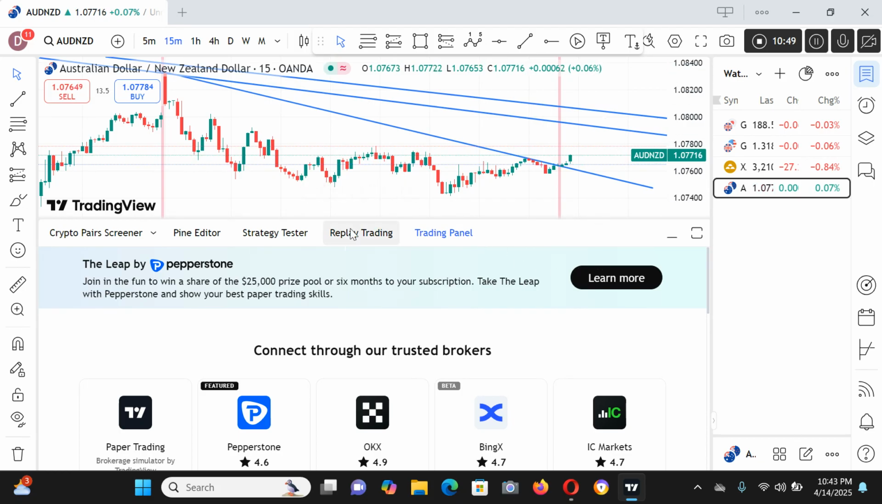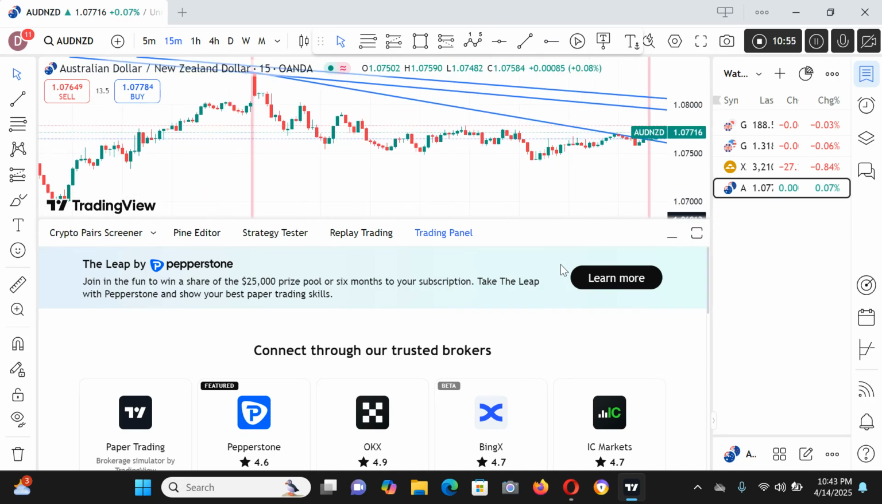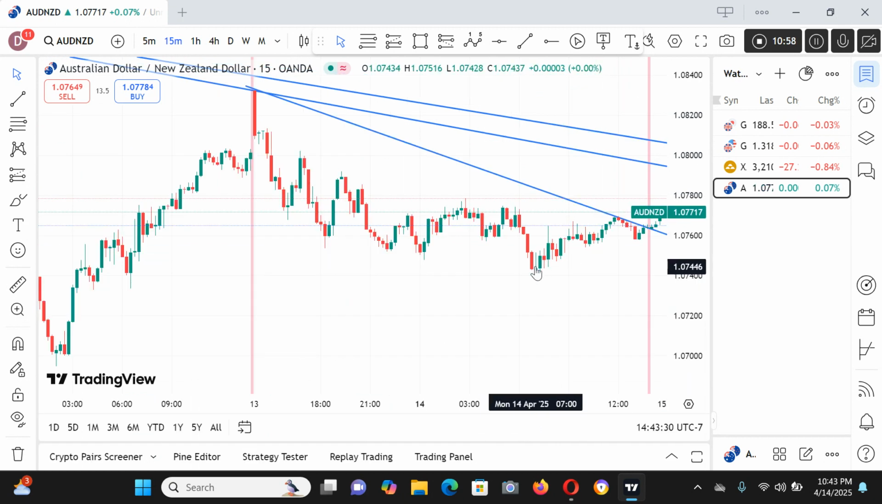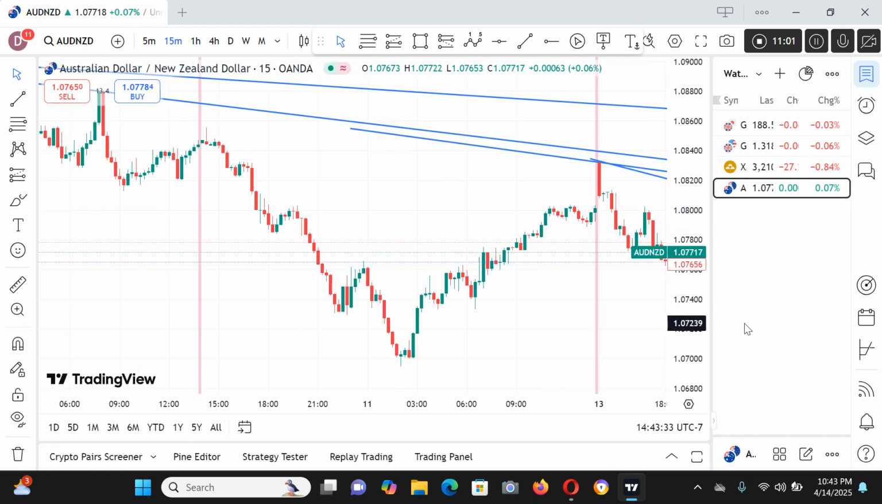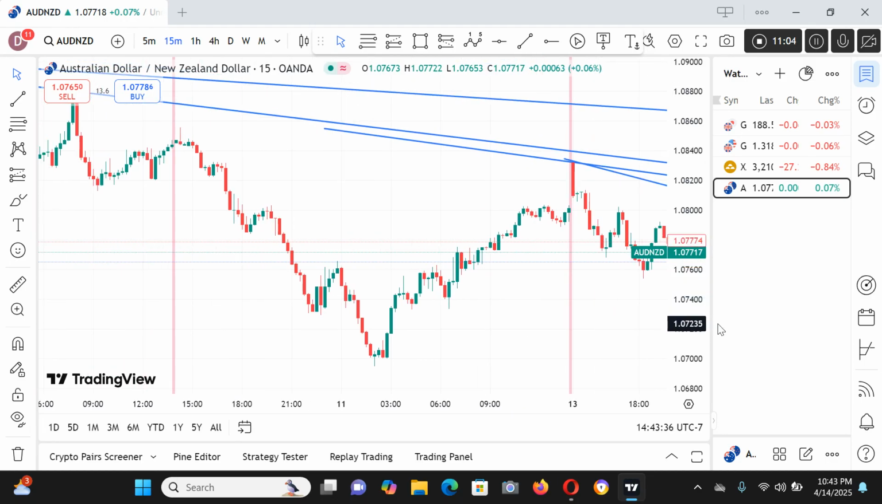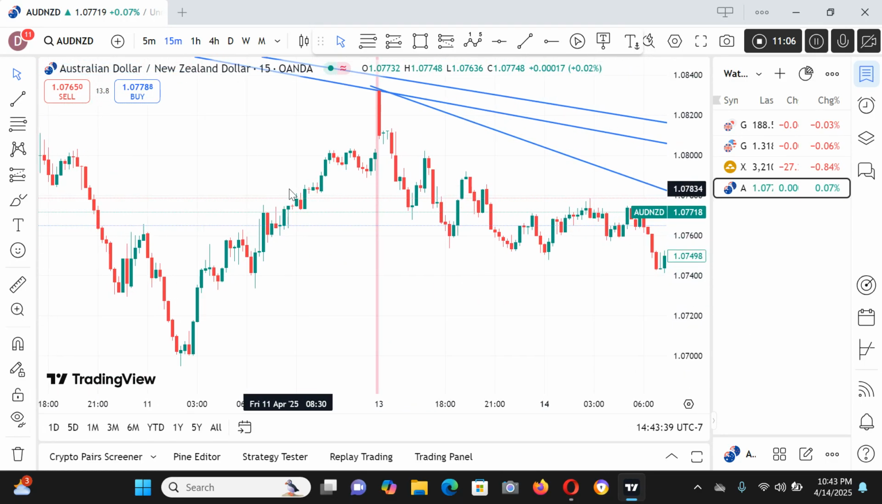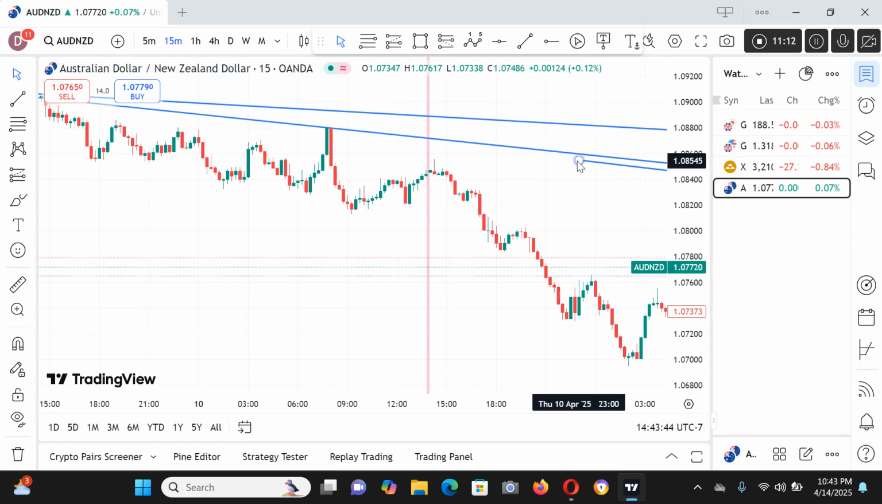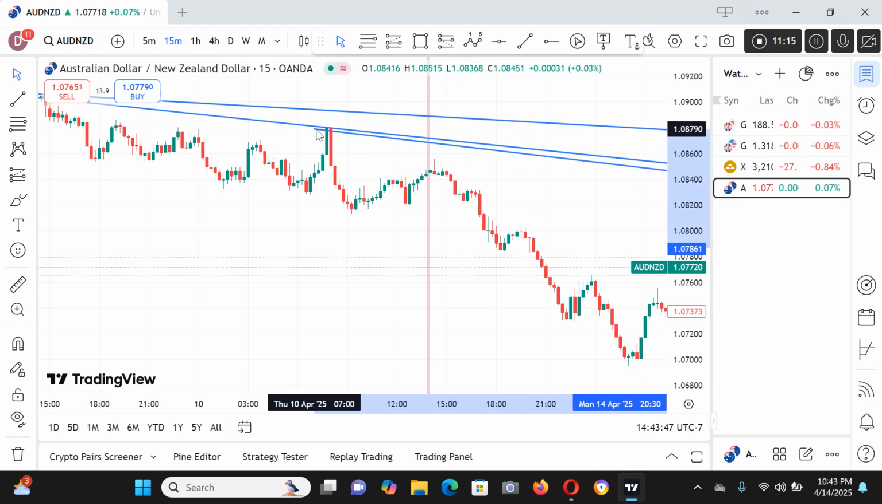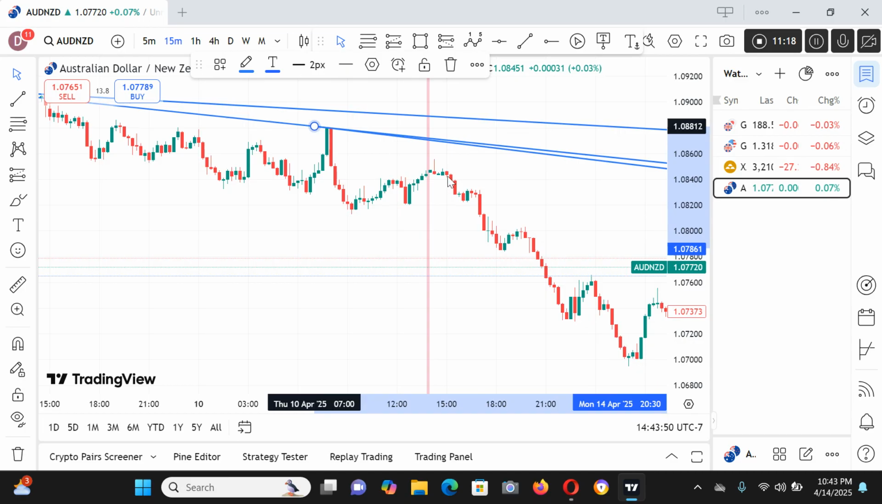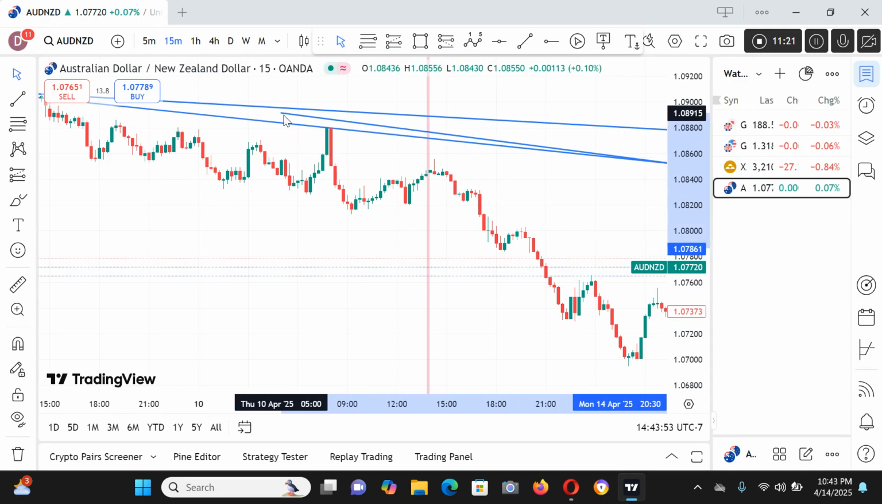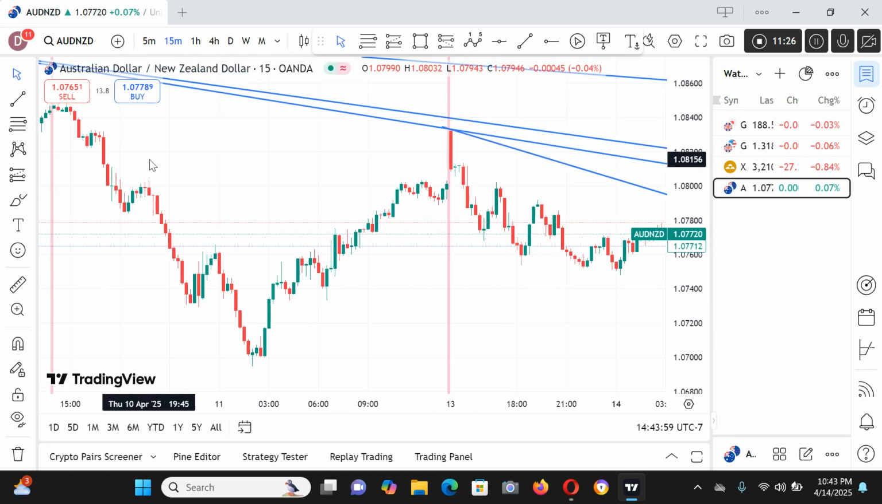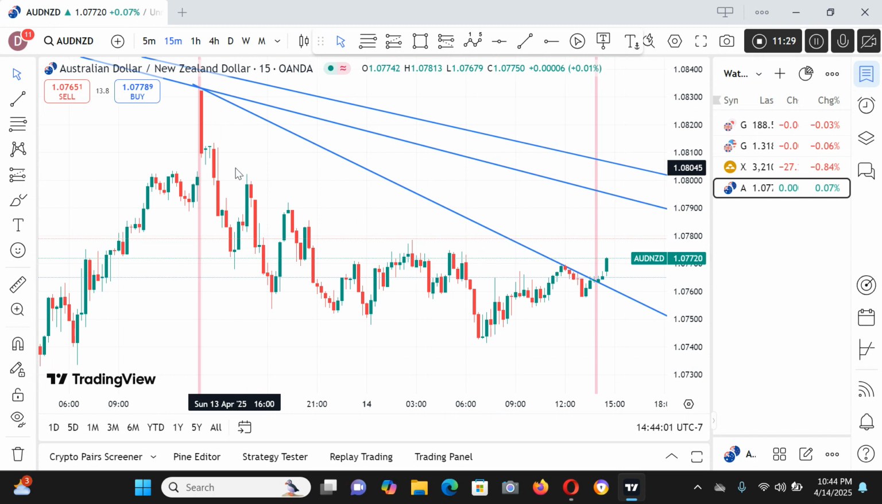So this is how to draw a trend line on any currency pair. This is how it is. How to draw a trend line on any currency pair is perfect.